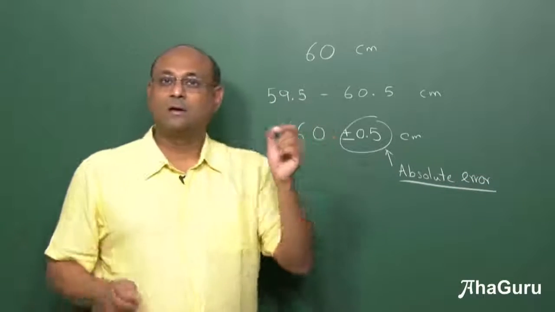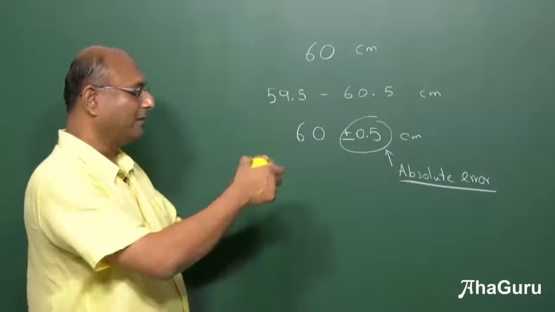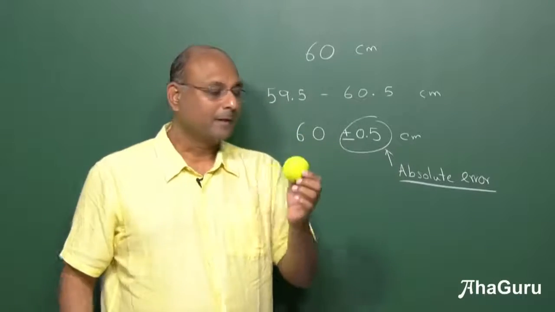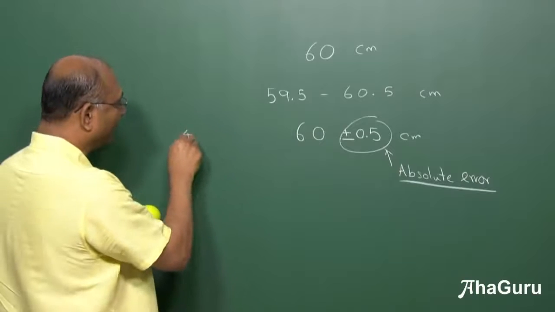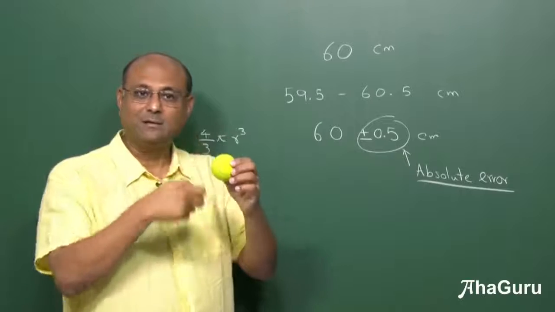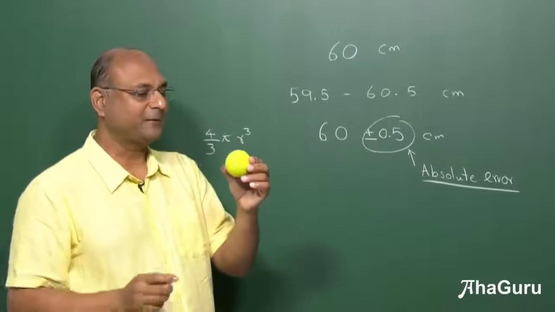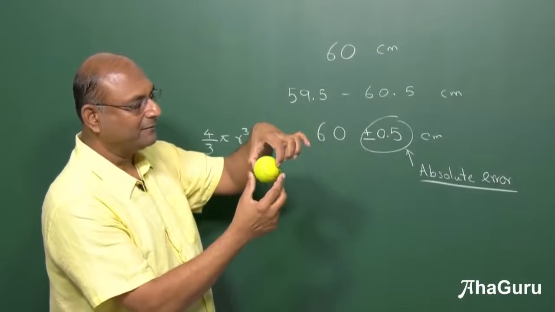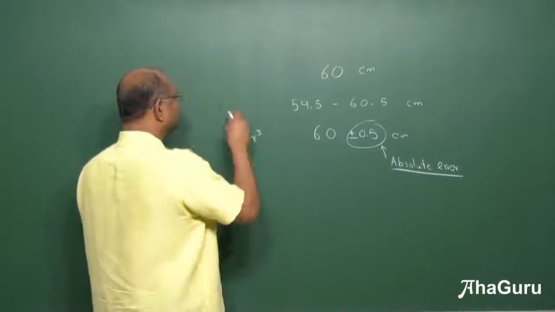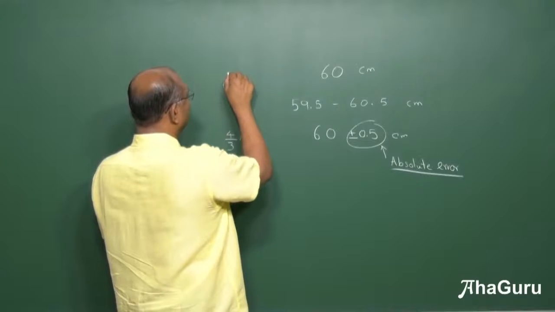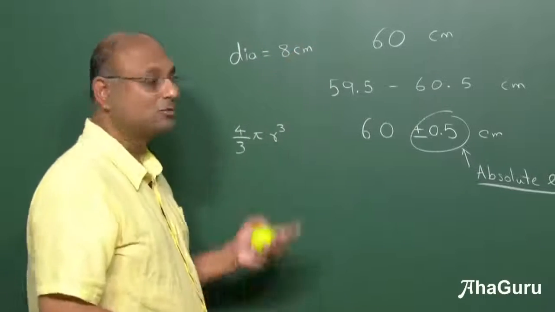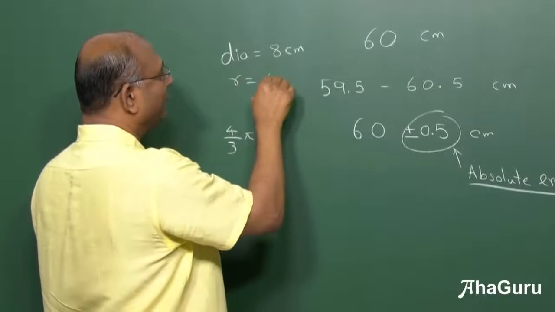Okay. So now, for example, if I had taken this ball and I want to measure the volume of this ball, let us assume it was a perfect sphere. You know the formula for the volume is 4 by 3 pi r cube, which means I need to know the r or the radius of this sphere. So let us say I look at a vernier calipers and find out what the diameter of this is. And it turns out that the diameter, let me call it dia, is 8 centimeters. So the radius would be 4 centimeters.